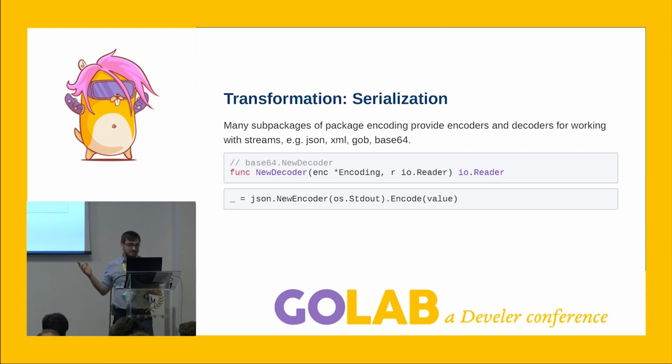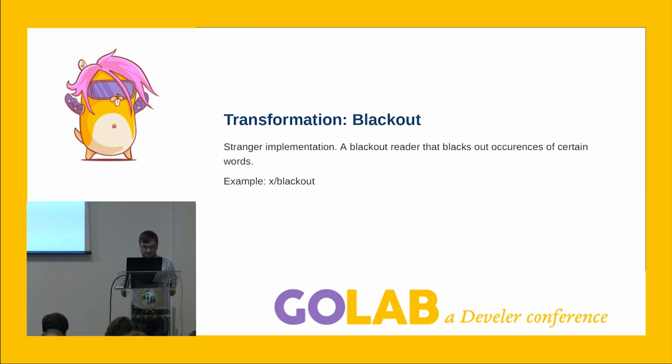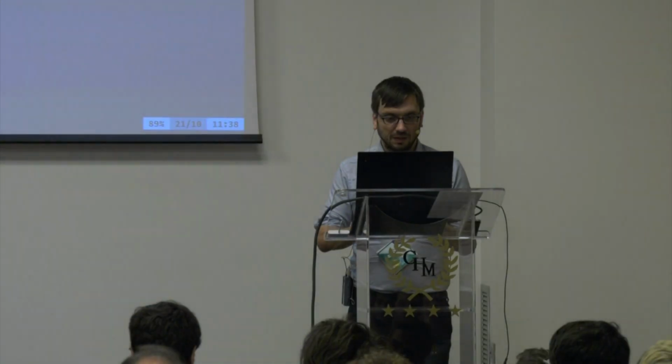Okay, we already saw serialization. We have this NewDecoder in a couple of encoding sub-packages, for example, base64. You see that it creates a base64 decoder, and it keeps the same interface. You give it a reader, and it returns a reader, and all you have to do is specify the kind of encoding that you want. And we saw this with JSON as well. You can have this NewEncoder where you just specify a writer, and then encode value after value onto the stream.